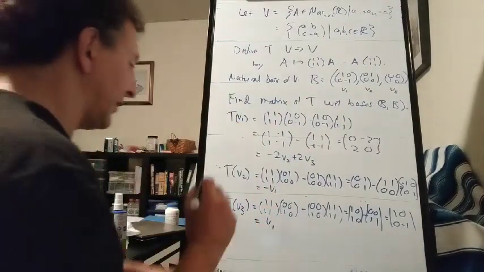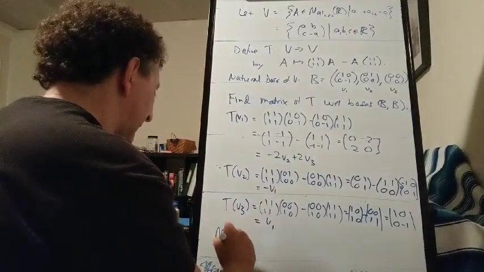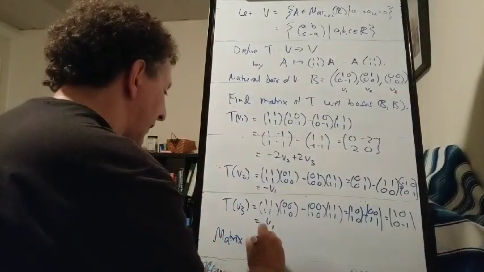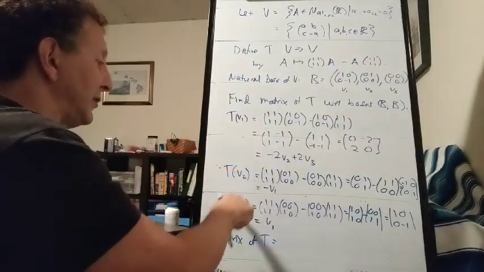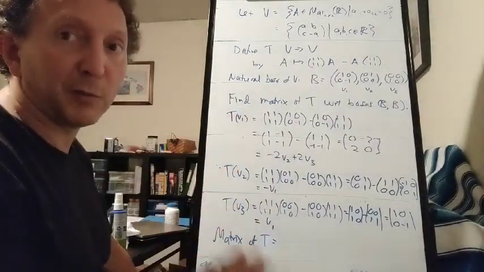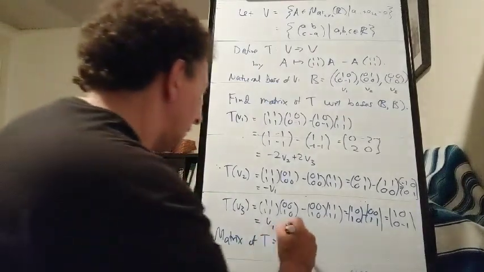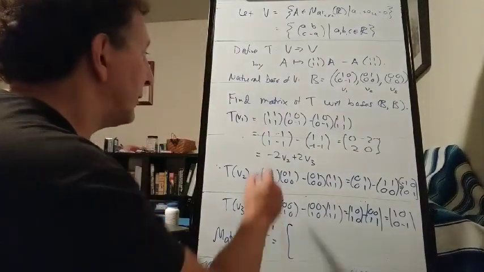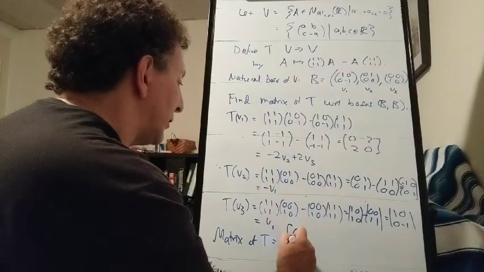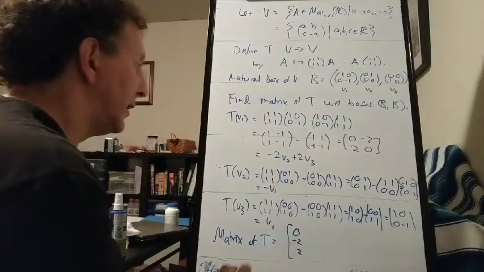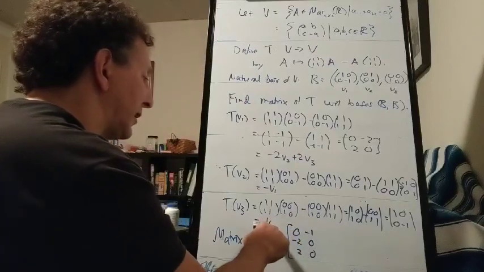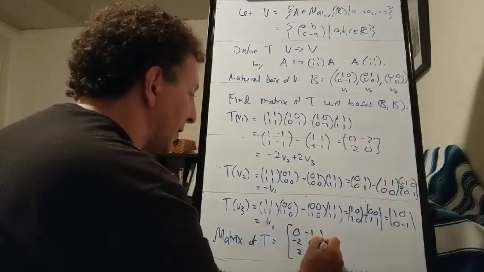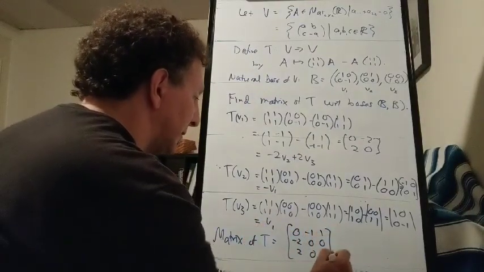So the matrix of T is going to be the coordinate vectors of T of V1, T of V2, T of V3 placed in columns 1, 2, 3 of the matrix. So in column 1 we've got 0, negative 2, 2. In column 2 we've got negative 1, 0, 0. In column 3 we've got 1, 0, 0.